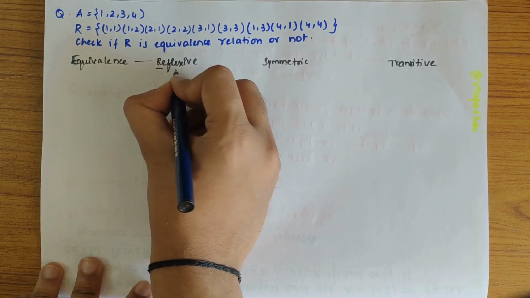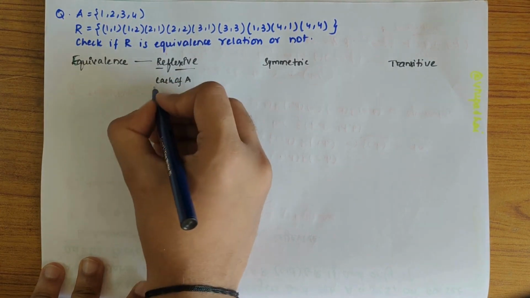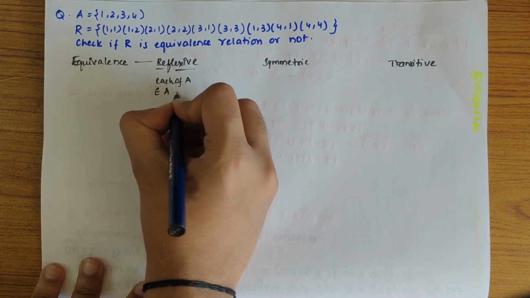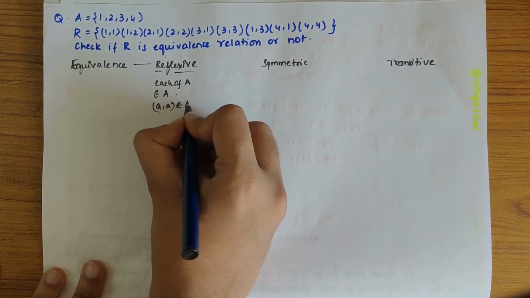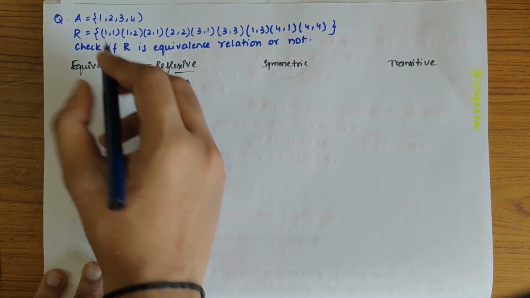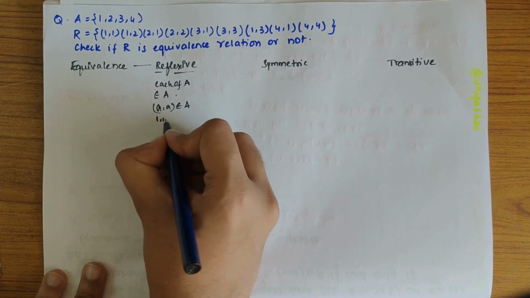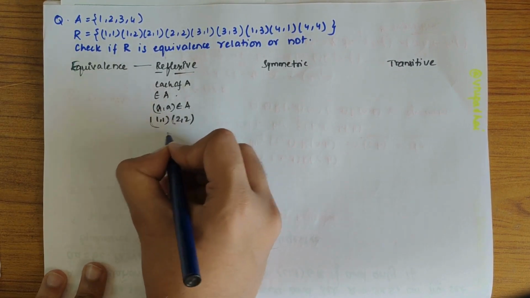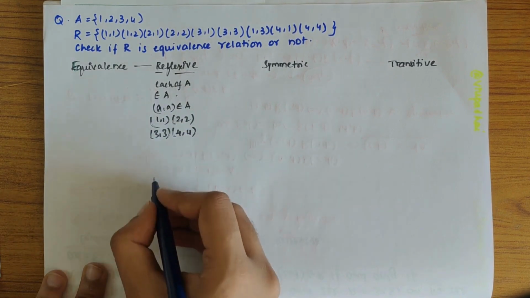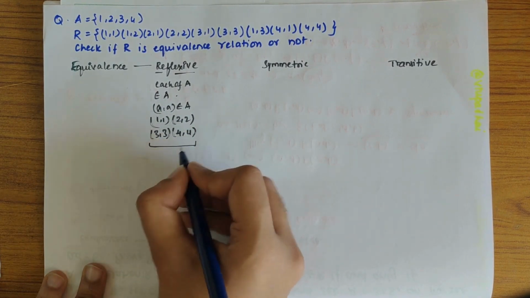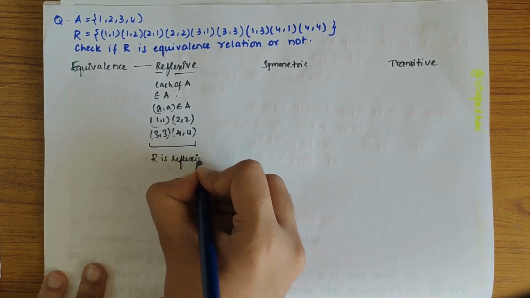So first, in reflexive, we know that each element of A should be related to itself. So (a, a) should belong to R. So here A consists of 1, 2, 3, 4. Let's check if 1 comma 1 is present. Yes, 2 comma 2 is there, 3 comma 3 is there, and 4 comma 4 is also there. Thus we can say that R is reflexive.